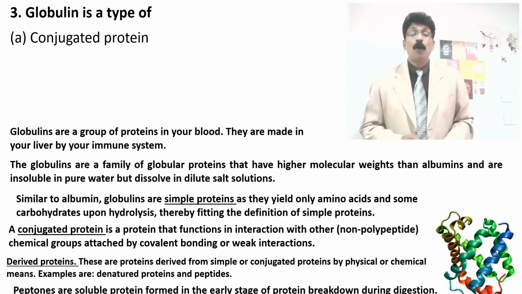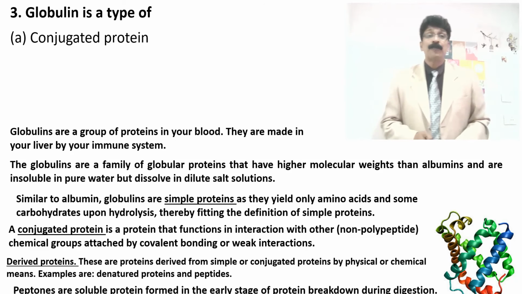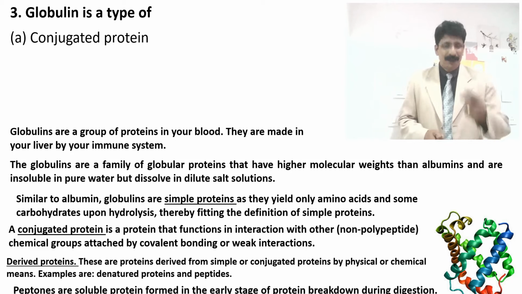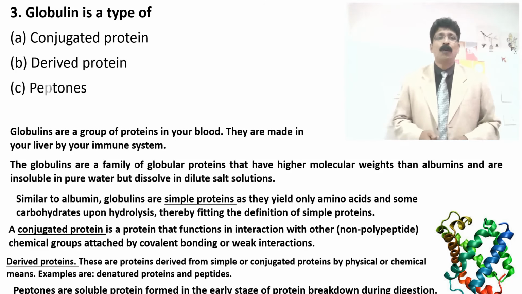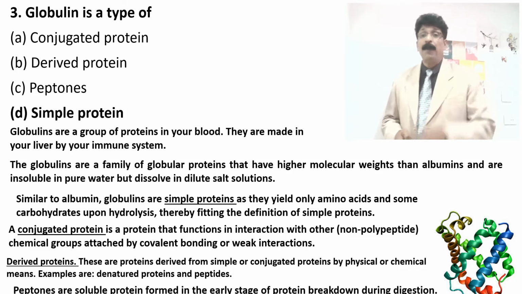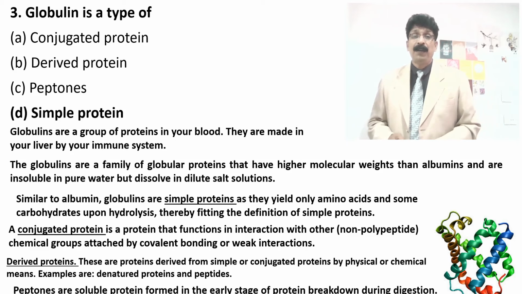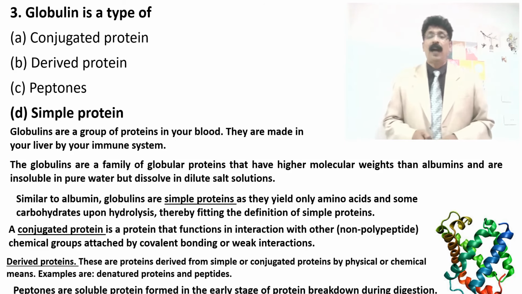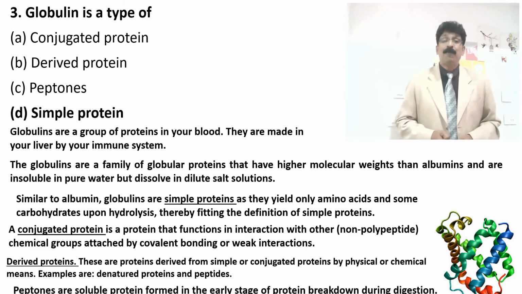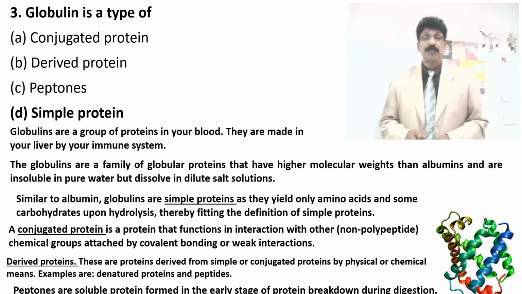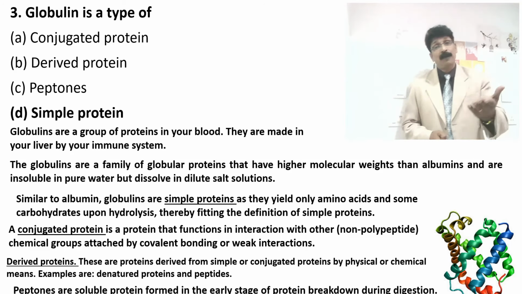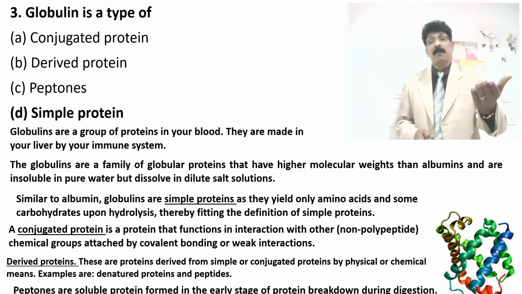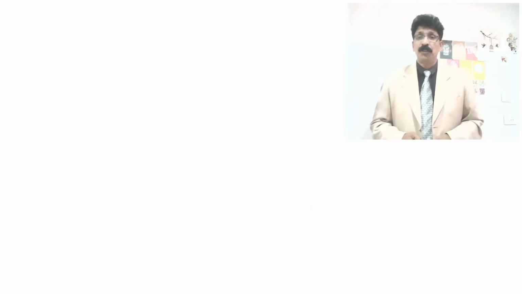So, is globulin a conjugated protein? No. Is it a derived protein? No. Is it a peptone? No. It is a simple protein. So the answer is very simple: globulin and albumin are simple proteins. Then they can ask what conjugated proteins mean, what derived proteins mean, and what peptones mean. We have discussed them. They can ask many types of questions from this one question, so you should know this.